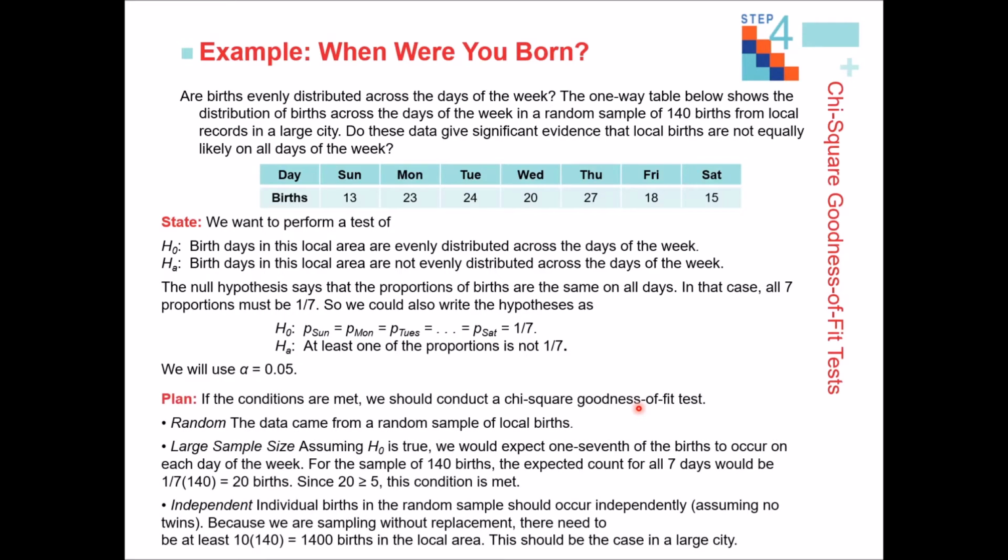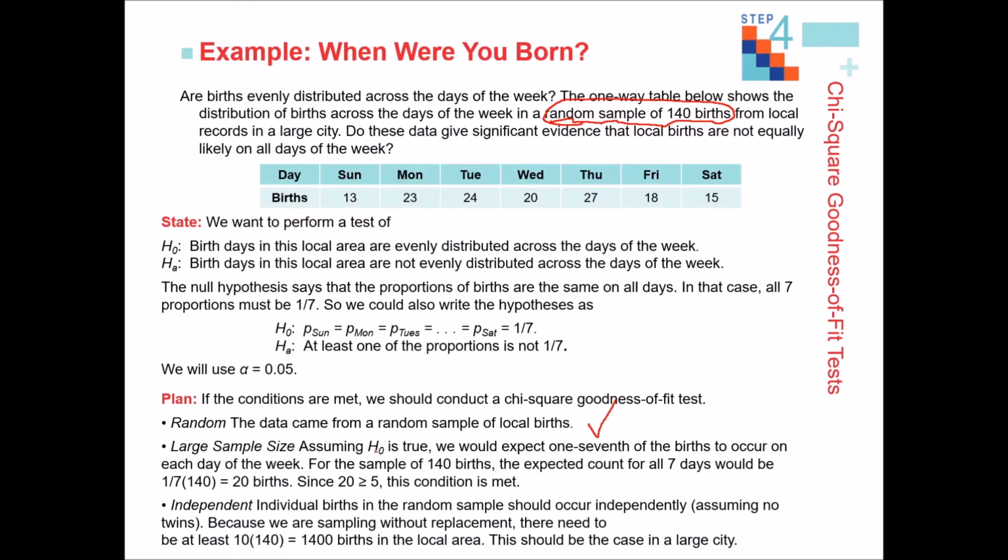First thing to do is check our conditions. We need to check the conditions before we can do this chi-square goodness of fit test. So we need to look across random, large sample size, and independent. First of all, random. The data came from a random sample of births. It says this right here. I'll circle that. We have a random sample of 140 births. So that one is met.